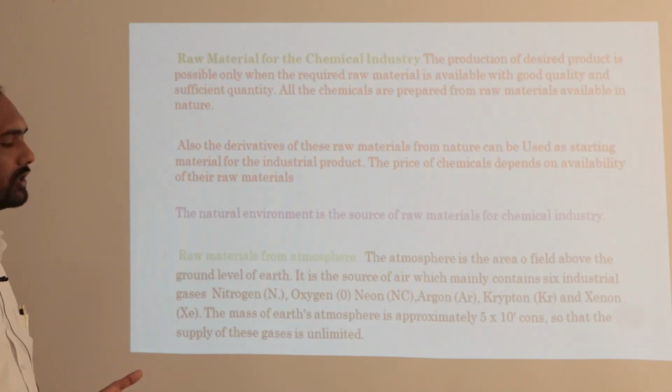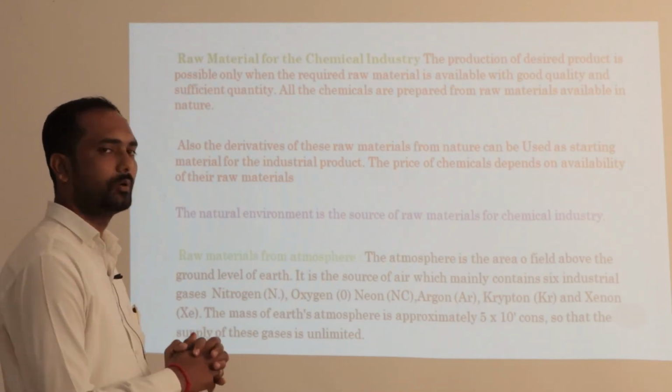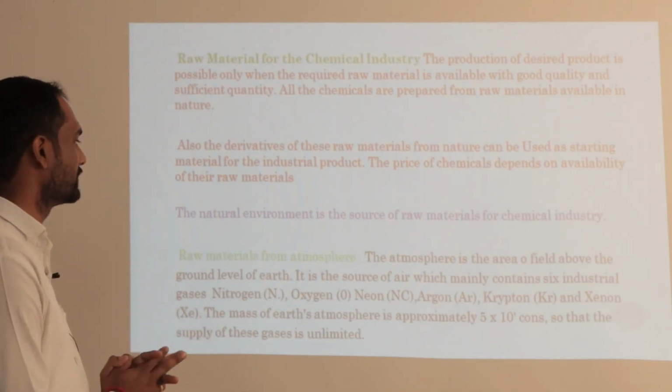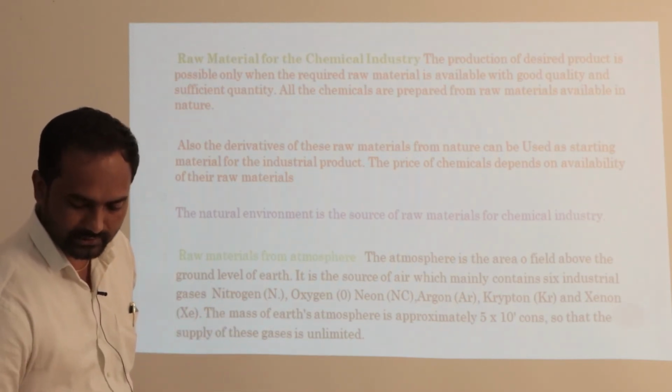Then after we can also have neon, krypton, argon, xenon. These are some inert gases which can be obtained as a raw material from atmosphere. Okay, so this is the source of raw material, that is atmosphere.